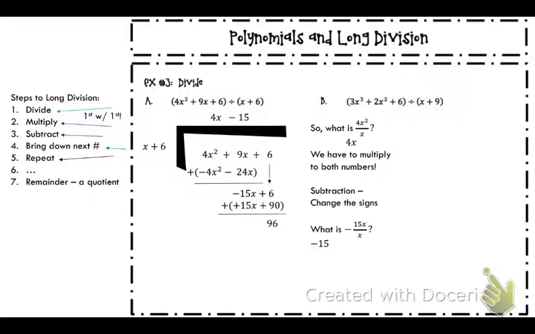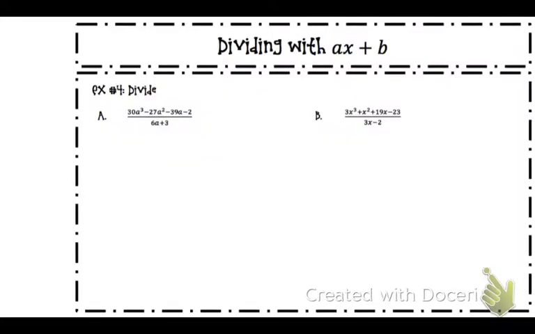I don't have any other numbers to bring down, so that's my remainder, which I'm going to write as a quotient. So it's going to be 96 over x plus 6. You always write it over whatever you are dividing by. Okay, so it's 4x minus 15 plus 96 over x plus 6. And that's your final answer. Okay, pretty straightforward. Let's do another one.